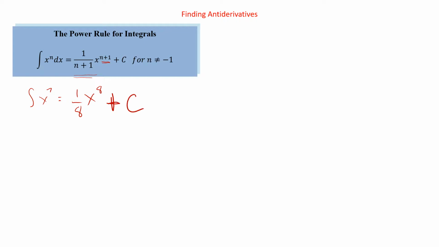Always plus c. What if we have the antiderivative of 3x to the 5th dx? There's always a dx there, by the way. That tells us what variable we are finding the antiderivative with respect to. Generally speaking, there's only one variable in there, but if there were more, any other variable is considered a constant.